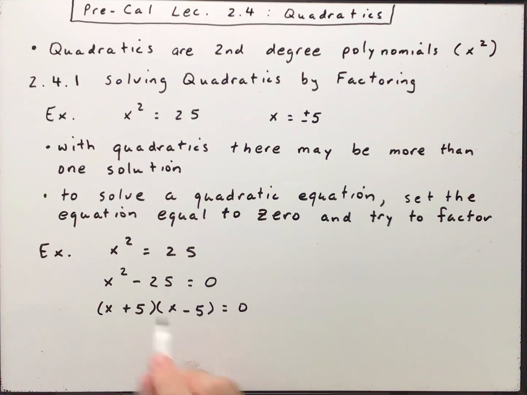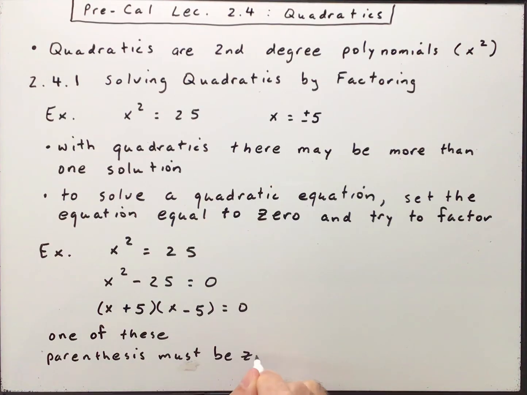One of these two sets of parentheses has to be 0 in order for the whole thing to be 0. So let's write that out. One of these parentheses, or they could both be 0, must be 0, because anything times 0, let's say this first one is 0, whatever this is doesn't matter. 0 times anything is going to be 0.